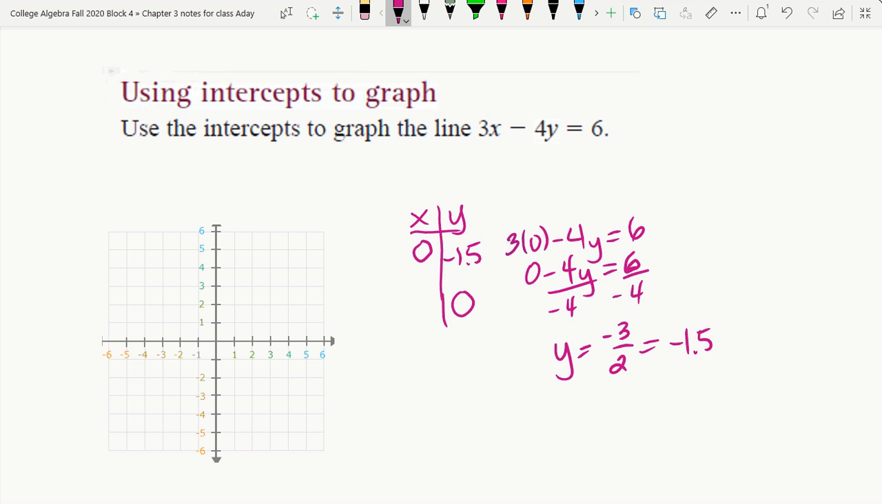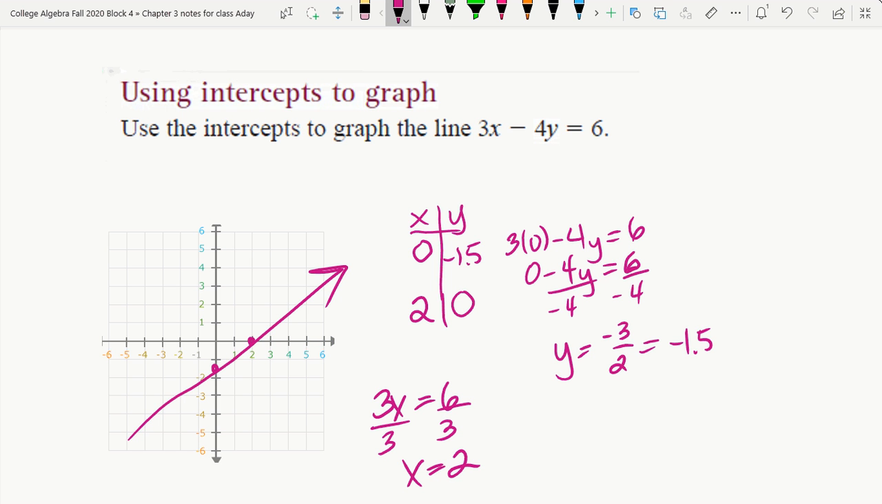Next one, let's let y equal 0, so we can see that the 4y becomes 0, so we're left with 3x equals 6. Divided by 3, divided by 3, x equals 2. So we put 2 there. So x-intercept is (2, 0). And the y-intercept will be (0, -1.5), and then graph that line.